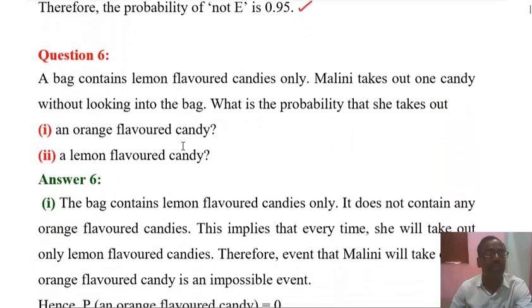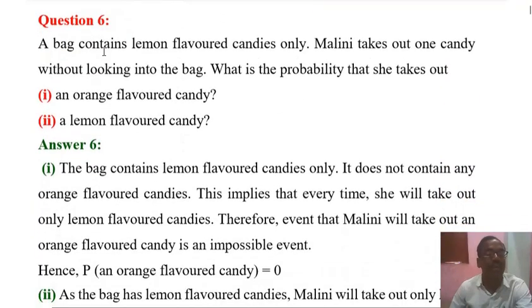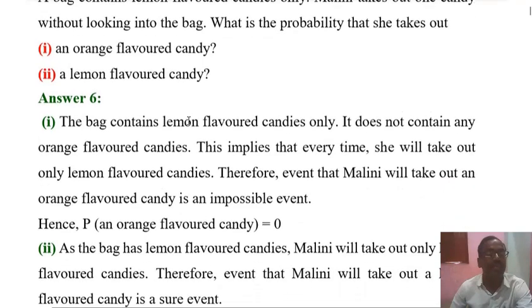Let's see question number 6. A bag contains lemon flavored candies only. Malini takes out one candy without looking into the bag. What is the probability that she takes out an orange flavored candy, a lemon flavored candy? Let's see answer of the question.